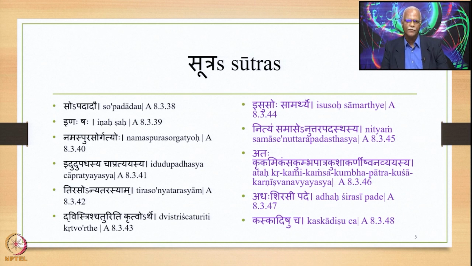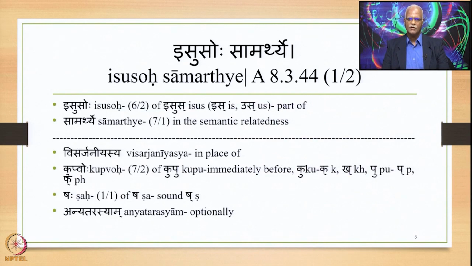Let us study the sutras on the right hand side one by one. Let us take up the first sutra, Isusos Samarthye, for study. Isusos Samarthye 8344 has got two padas, Isusoho and Samarthye. Isusoho is 6/2 of isus. Isus is made up of two components, is and us. So, isusoho refers to part of isus. So, this refers to the visarjaniya which is part of is or us. The other word is samarthye, which is 7/1, which in this case indicates the meaning in.